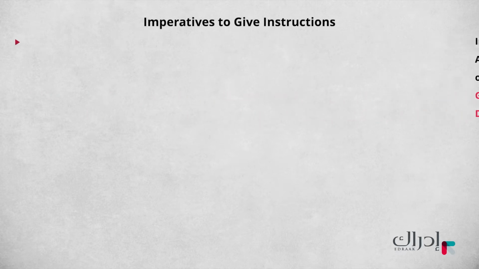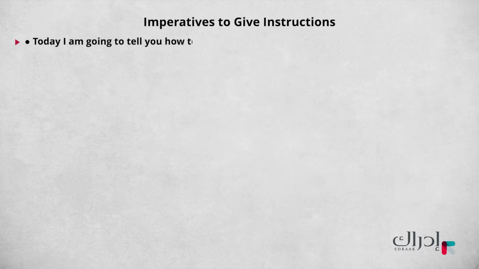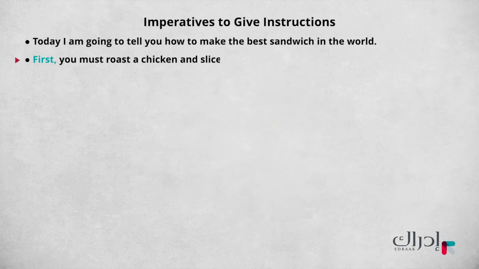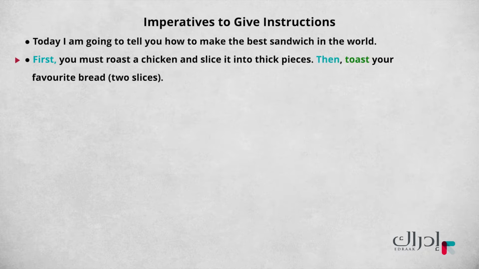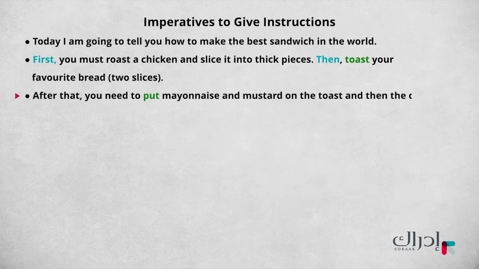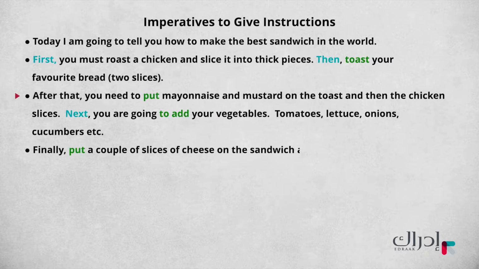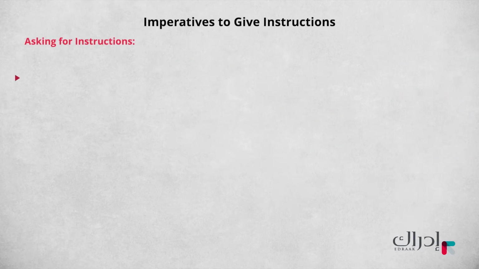Look at these examples. Today, I am going to tell you how to make the best sandwich in the world. First, you must roast a chicken and slice it into thick pieces. Then, toast your favorite bread, 2 slices. After that, you need to put mayonnaise and mustard on the toast and then the chicken slices. Next, you are going to add your vegetables, tomatoes, lettuce, onions, cucumbers, etc. Finally, put a couple of slices of cheese on the sandwich and then close it with the other piece of toast.